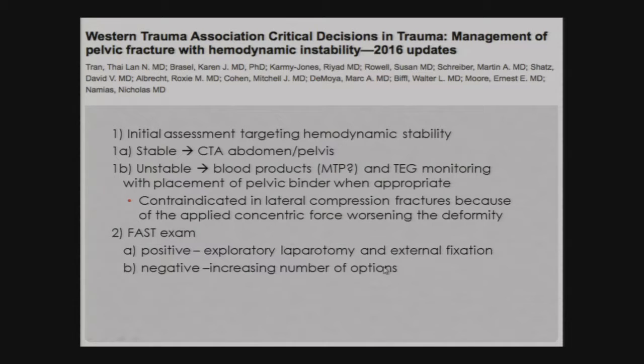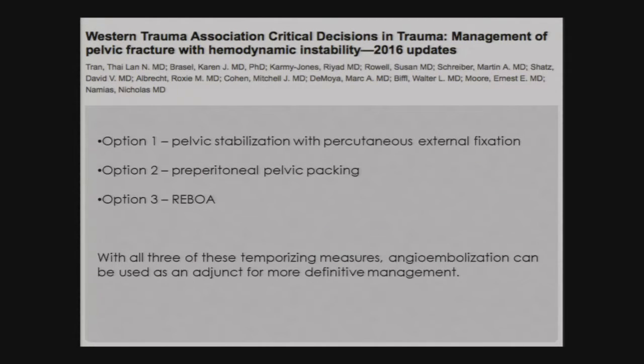So then they also recommend a FAST exam to delineate whether or not you go to the operating room. So in the presence of a positive FAST and obvious pelvic trauma, you're better suited to go to the OR so you can do a simultaneous exploratory laparotomy and external fixation of the pelvis, or packing of the pelvis. If it's negative, you have an increasing number of options. Option 1 is pelvic stabilization with an X-fix in the ER, which is time intensive and according to this paper has fallen out of favor.